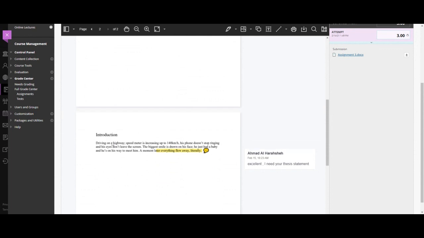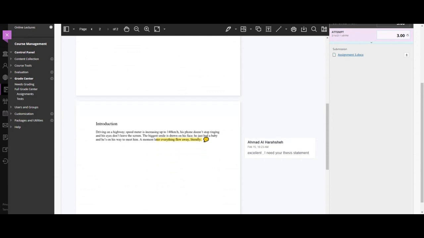Driving on a highway, the speedometer is increasing up to 140 kilometers per hour. His phone doesn't stop ringing and his eyes don't leave the screen. The big smile is drawn on his face. He just had a baby and he is on his way to meet him. A moment later, everything flew away, literally.